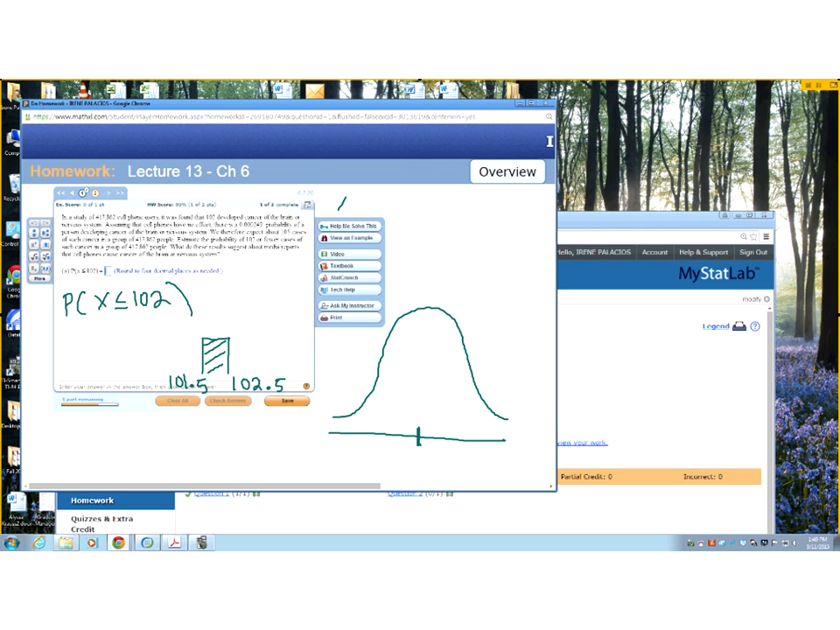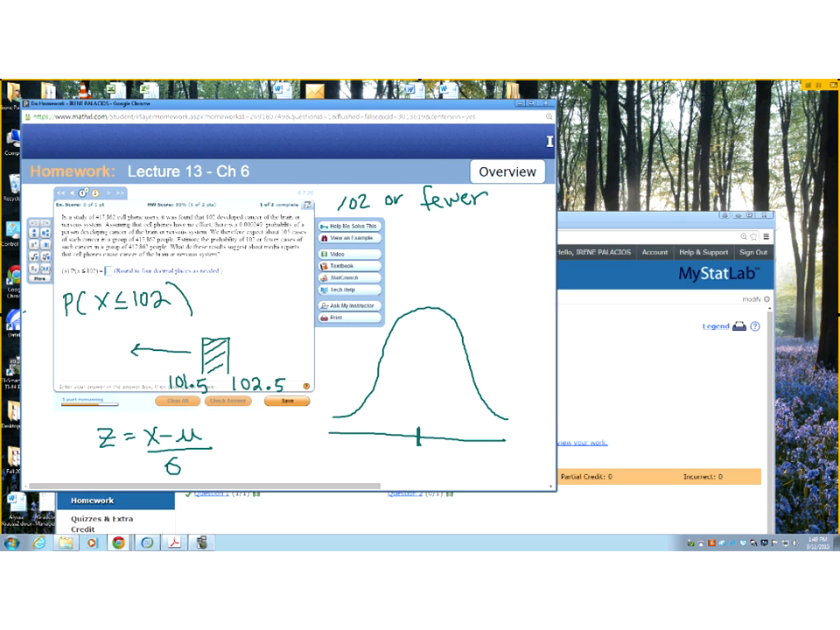In this situation, if it says 102 or fewer, which side do you shade? Do you shade to the left or to the right of the strip? Are you shading to the left or to the right? Good, you're shading to the left. When you use the Z formula to find your Z-score, what you're entering for X is where that shading begins.